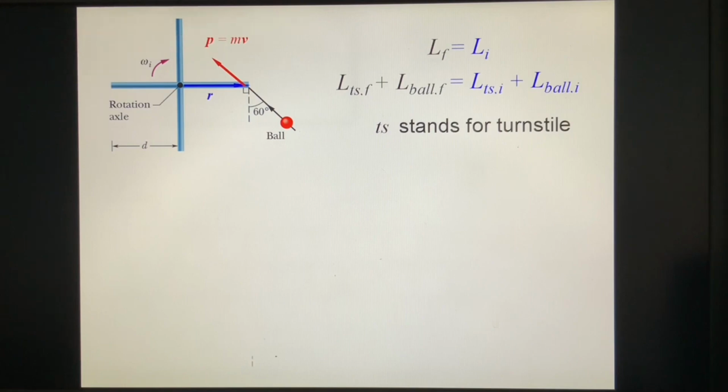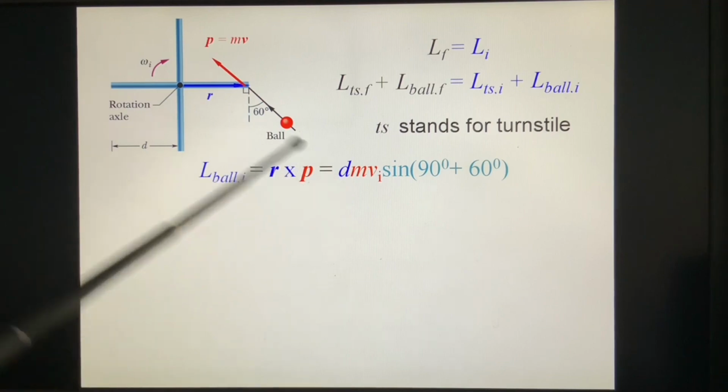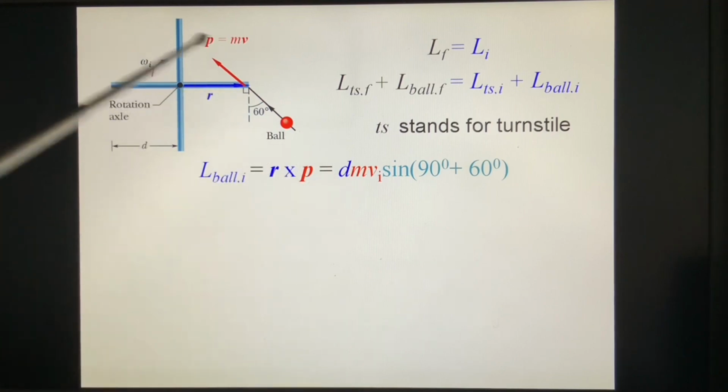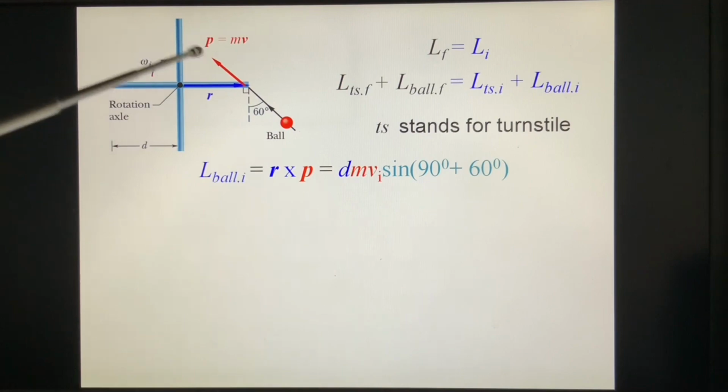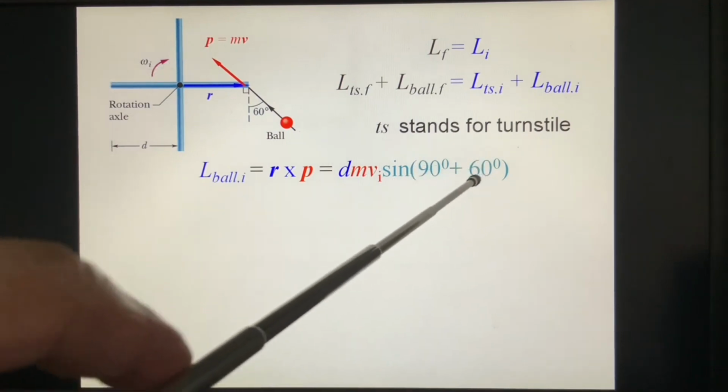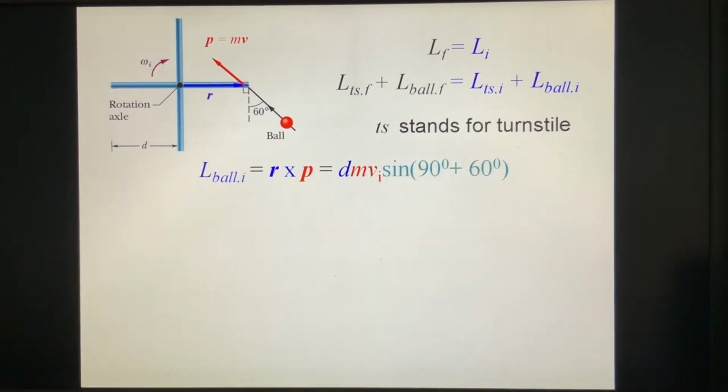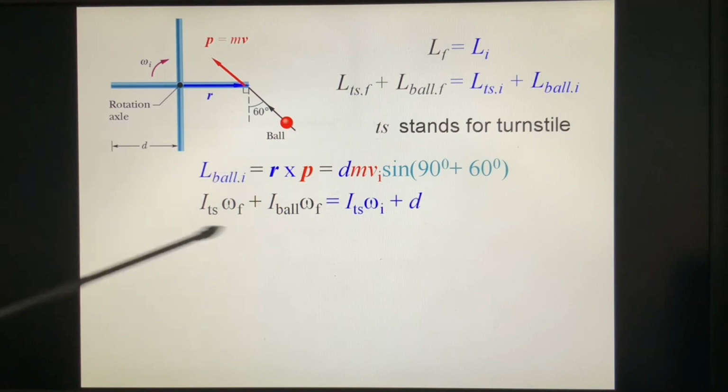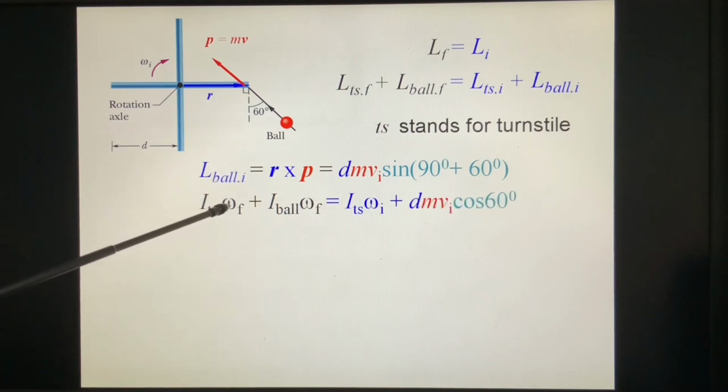What is the angle? Now this is the angle. RP, this is 60, this is 90. So this is 60 plus 90, 150. Okay, whatever. So D is R, P is MVI. The angle is 90 plus 60. So this is cosine 60. And we see this one. Final. This one we can find, this one we want to find.